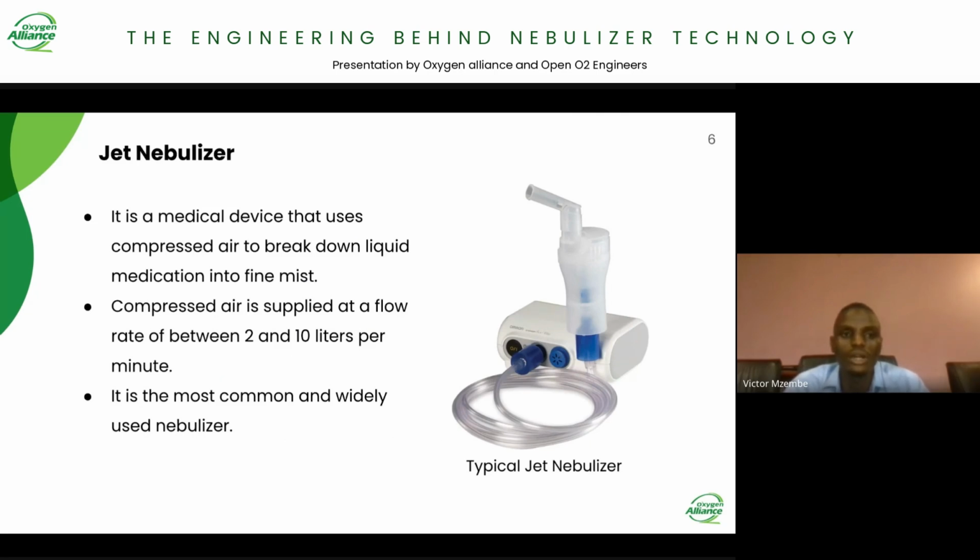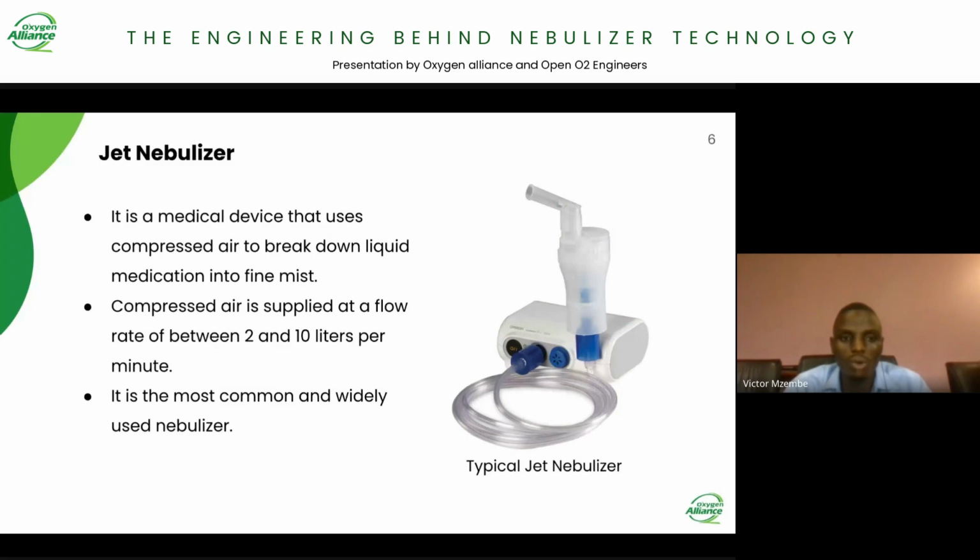The jet nebulizer is a medical device that uses compressed air to break down liquid medications into fine mist. What separates this nebulizer from the other types is that it actually uses compressed air. This air is supplied at a flow rate of between 2 and 10 liters per minute.